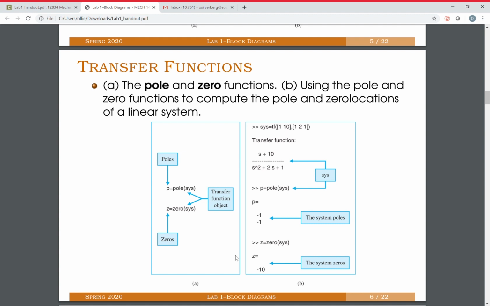And poles, just as a refresher, are values of s that make the system go to infinity. So they're the roots of the denominator. So you plug in -1 for s, and this goes to infinity, right? You end up with 0 in the denominator. And the zeros are kind of the opposite. They're the roots of the numerator. So if you plug in -10, this transfer function goes to 0.